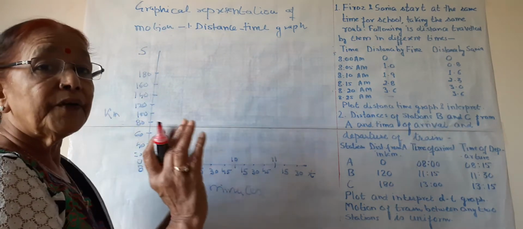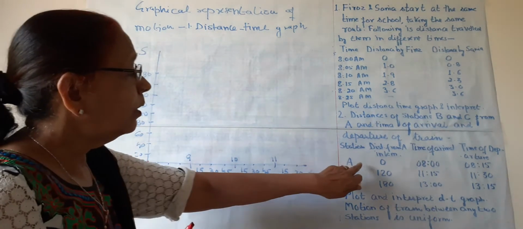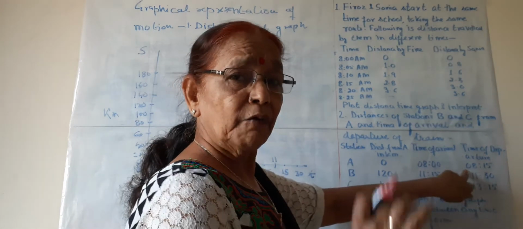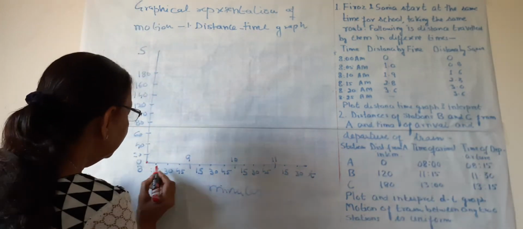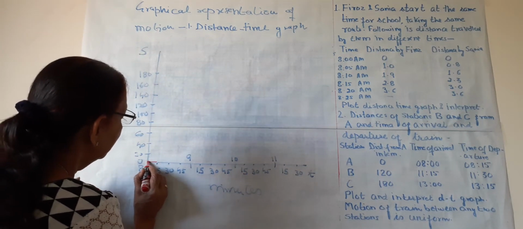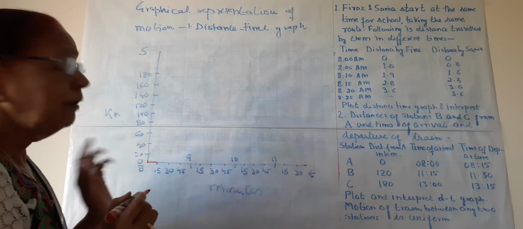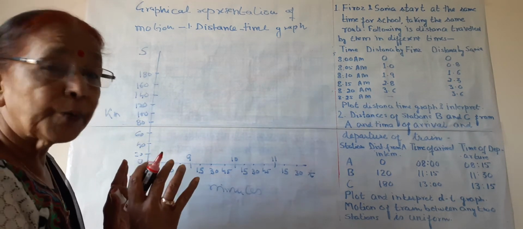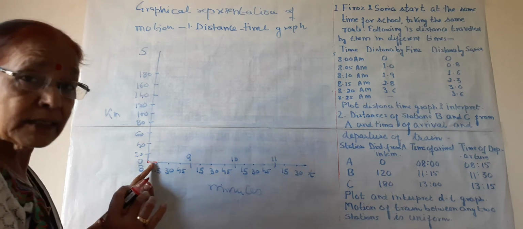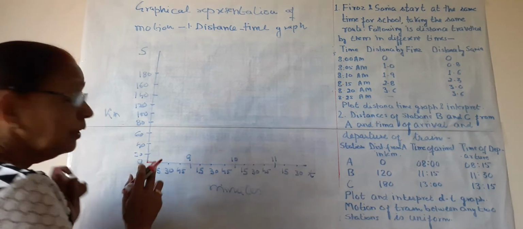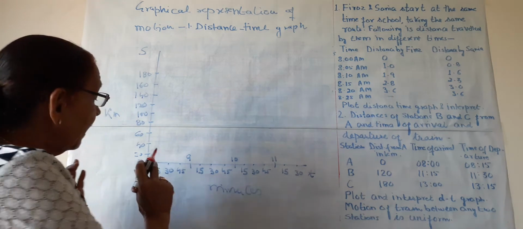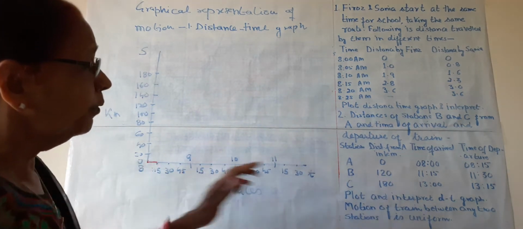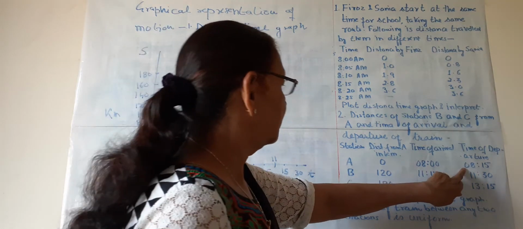It means train is not moving on station A from 8 o'clock to 8:15. For 15 minutes it is stationary. The train is stationary for 15 minutes, not moving. Speed is 0. The train is at rest. When the train is at rest, we have a horizontal line parallel to x-axis. So train is not moving for 15 minutes.